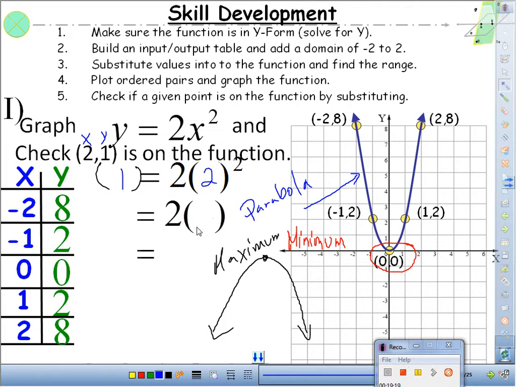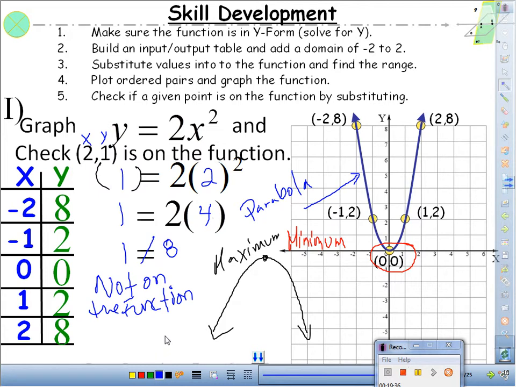So let's see. What is 2 squared? 4. What is 2 times 4? 8. Is 1 equal to 8? No. So then we write not on the function. Not on the function.